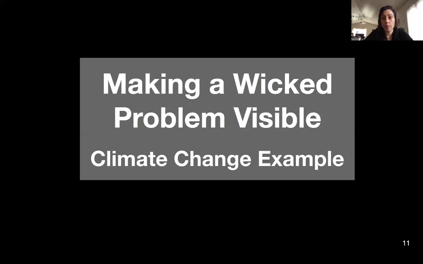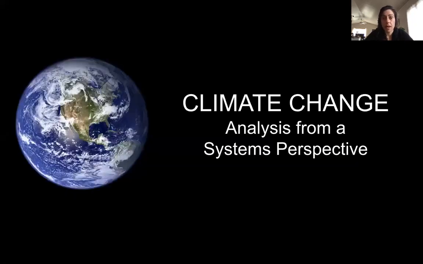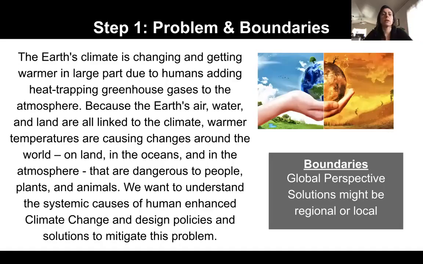So, making a wicked problem visible. Let's do that with climate change, because that is definitely a wicked problem. So this analysis comes from a student example of students who were 11th graders in high school. And they told this problem and story. So they said, here's the story and the problem of climate change. The Earth's climate is changing and getting warmer due to humans adding heat trapping greenhouse gases to the atmosphere.